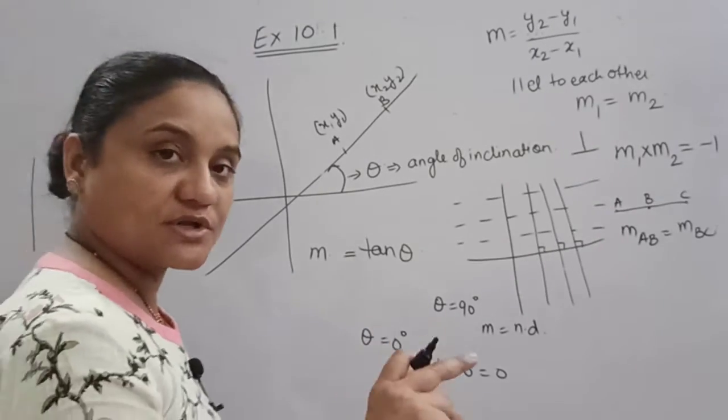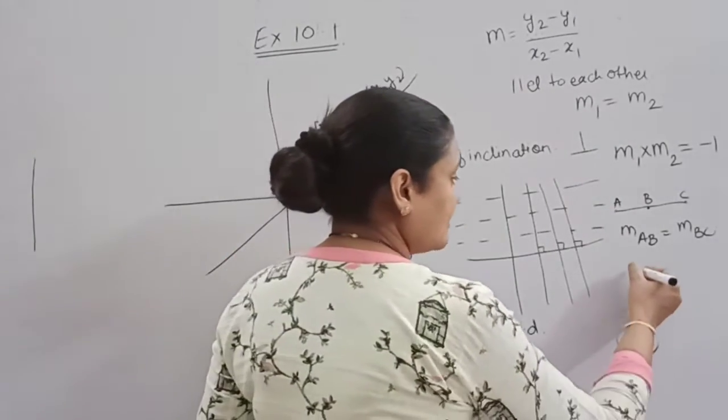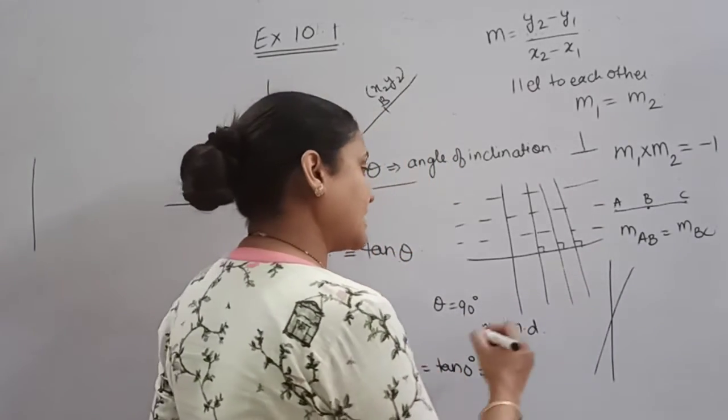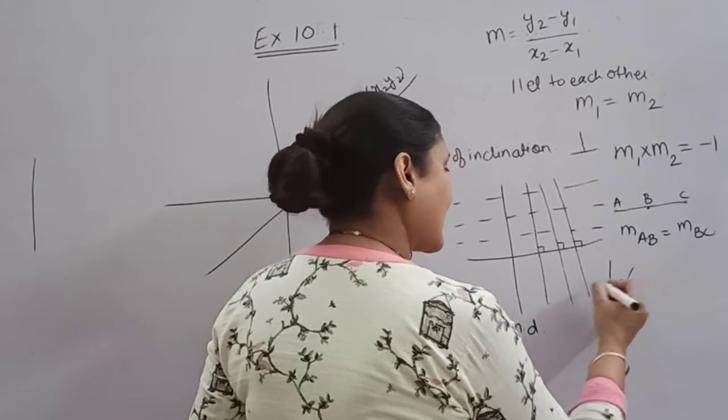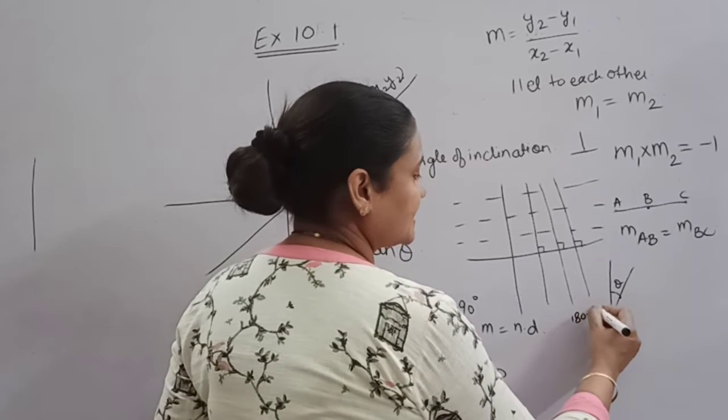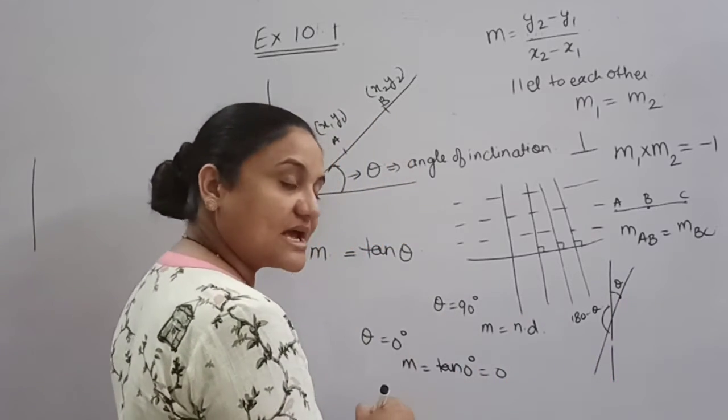Now one more thing we have studied, that is when two lines intersect each other. अगर दो लाइन आपस में intersect करती हैं तो एक एंगल बनेगा थीटा and the second angle is 180 minus theta. So how to find out this angle theta?